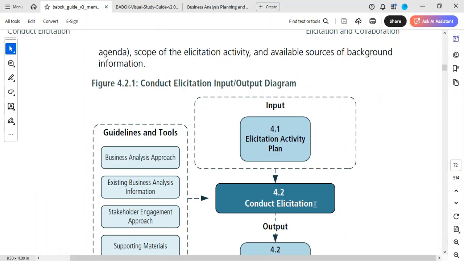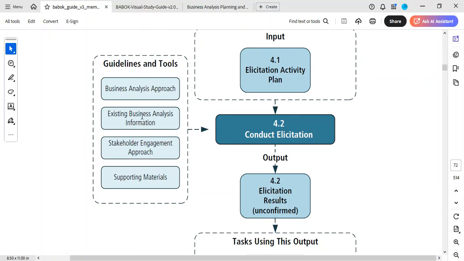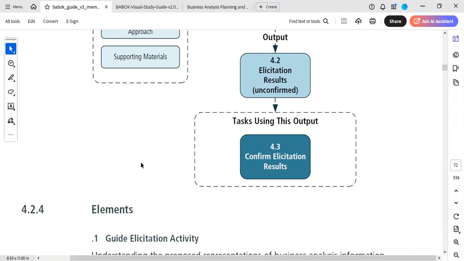Now, conduct elicitation input and output diagram. So the input is your activity plan, and the guidelines and tools will be business analysis approach. So if you know the approach you are taking it from, you know what is entailed or what is expected. Existing business analysis information, is there existing information already that you can build off of, and research can help you. Stakeholder engagement approach, you know how you would approach your stakeholder. Supporting materials, then conduct elicitation. Your output will be elicitation results unconfirmed. Tags using this output will be your confirming elicitation results.